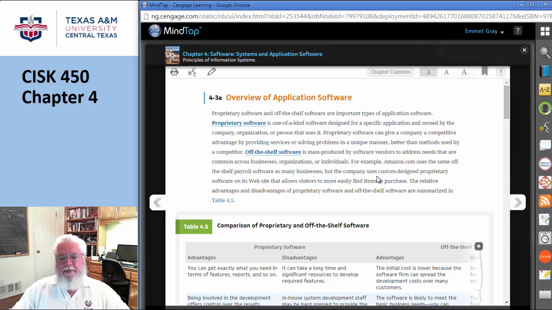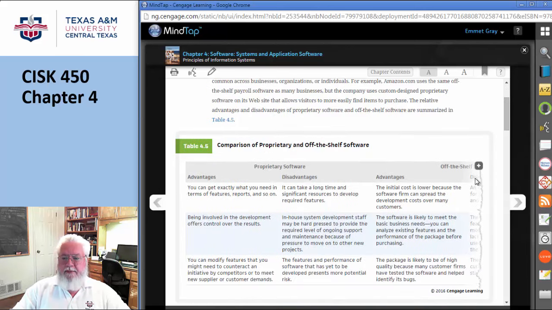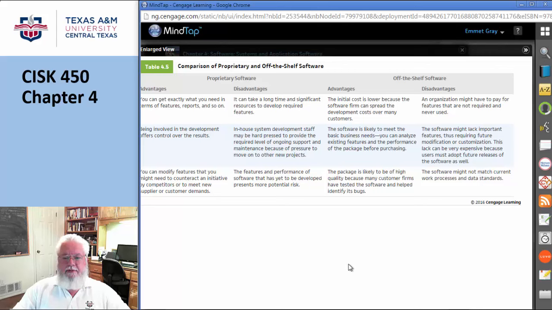All right, so this is a very cool little chart here, this table 4.5, and there's lots of good information here. Hint, hint, hint. That might be stuff for a quiz that talks about the advantages and disadvantages of these 2 major approaches. So instead of calling it proprietary, why don't we call it homegrown? Okay? So homegrown software. Advantages: you get exactly what you want. Not more, not less. You get exactly what you want, precisely the way you want it.